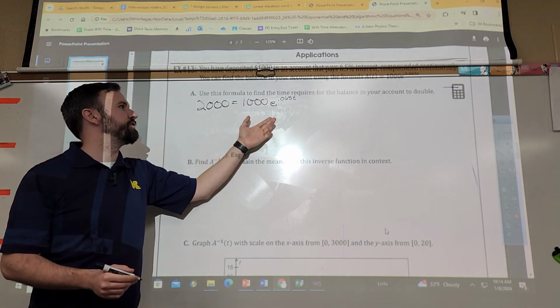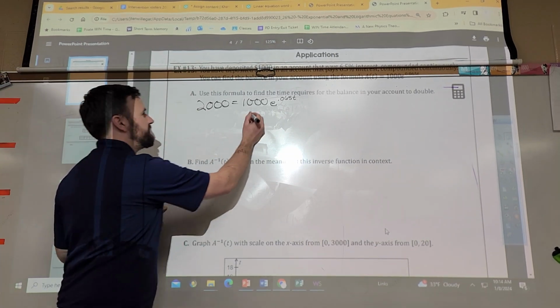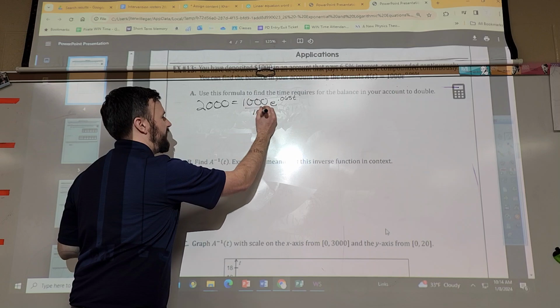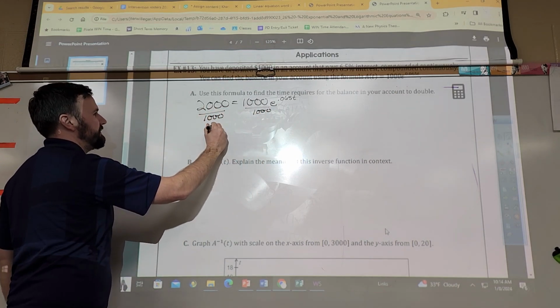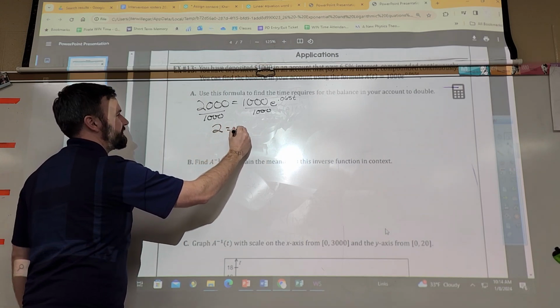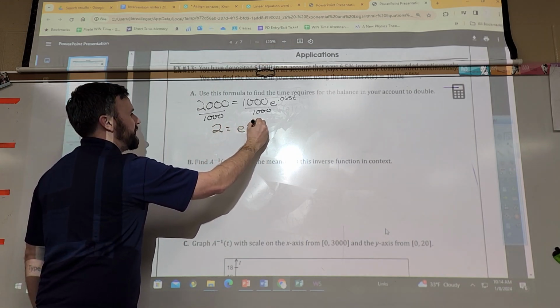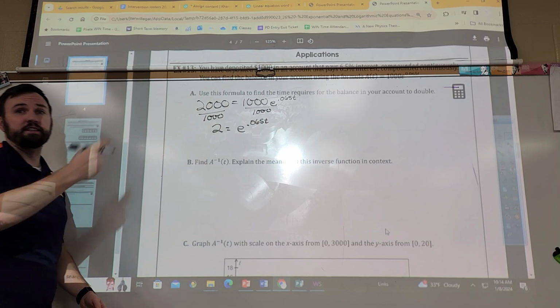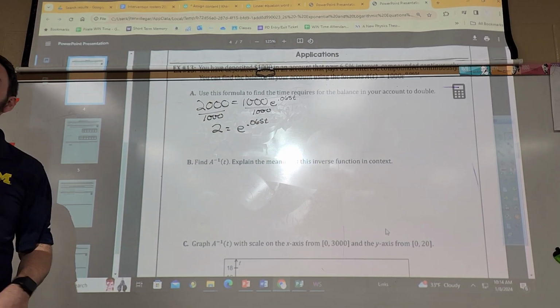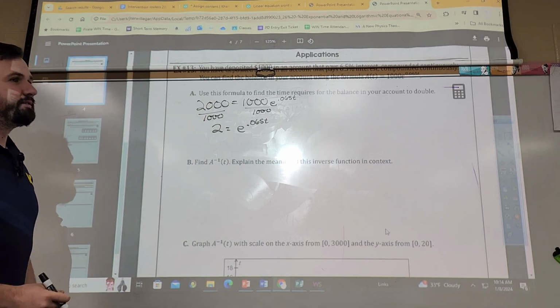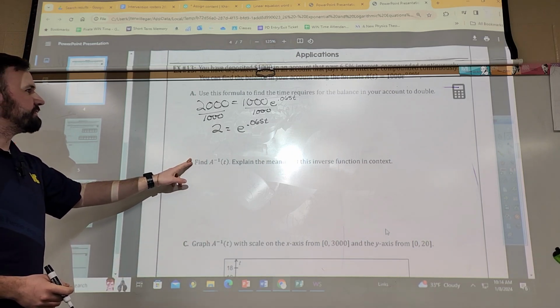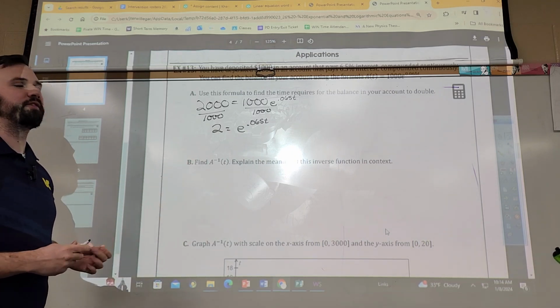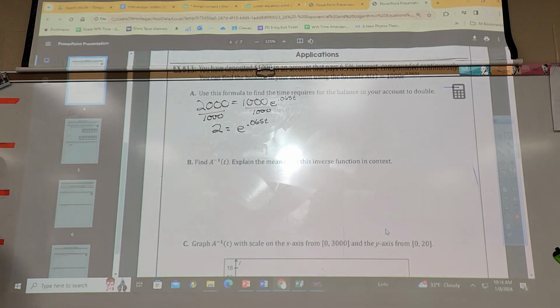Because what's going to be my first step to solve this equation? Divide by 1,000. And what happens when I divide by 1,000? I get 1. So no matter what, if it's tripling, it's going to be 3. If it's quadrupling, it's 4. Is that just getting rid of a step? It's getting rid of a step. That's the one smart thing I did today.